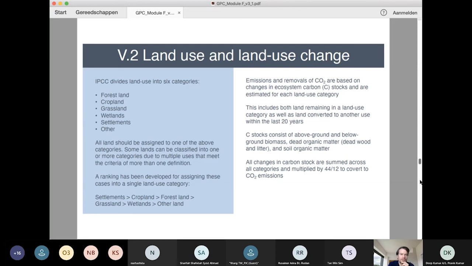And again, a key thing to note is when we talk about land use, we talk about carbon stock, just carbon. But when we talk about greenhouse gases, we talk about carbon dioxide. So as we did before, we need to convert any carbon stock into carbon dioxide before we can estimate greenhouse gas emissions by multiplying by 44/12, which is the molecular ratio between carbon dioxide and carbon.